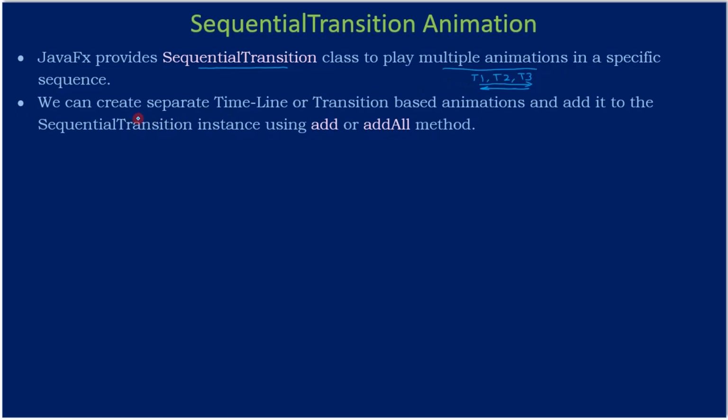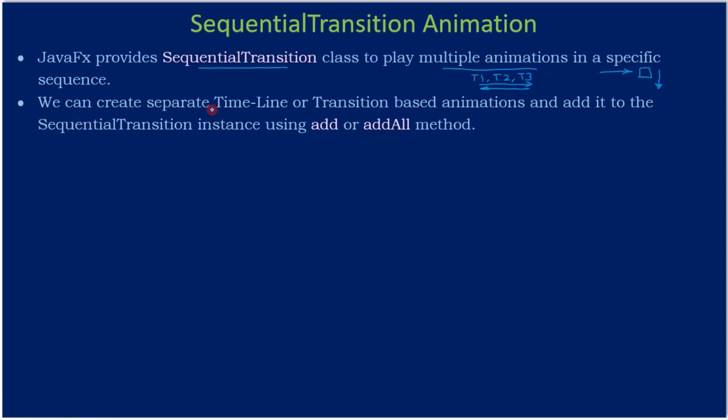So we can create a separate timeline or transition-based animation like T1, T2, T3. T1 is a separate animation that moves from the screen left to the center of the screen. Then there is a fill transition, that's a separate animation. Then there is one more animation that moves the object from the center of the screen to the bottom of the screen. So that's what we are stating here.